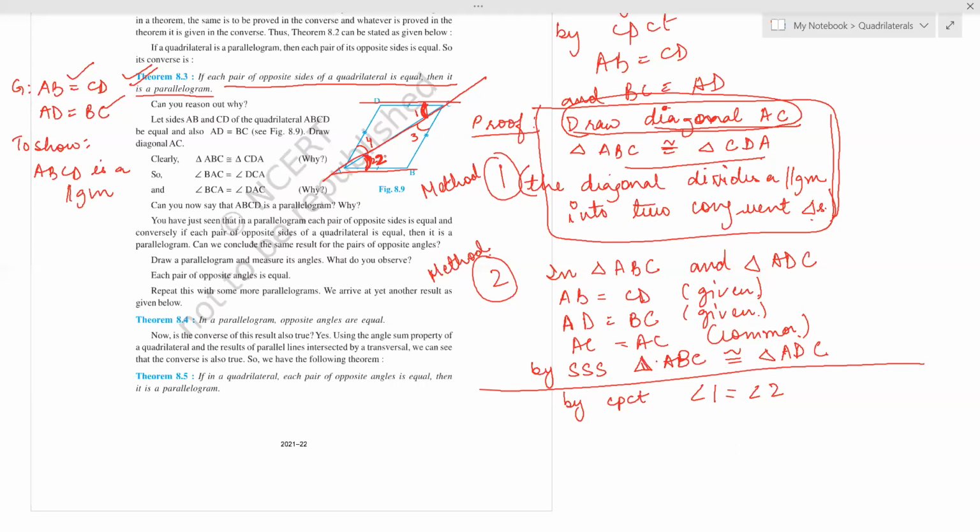I've spent so many days on the chapter. I did each and every question, each and every example, I think I did. And you're not even telling me what is the converse of alternate angle theorem. Great.